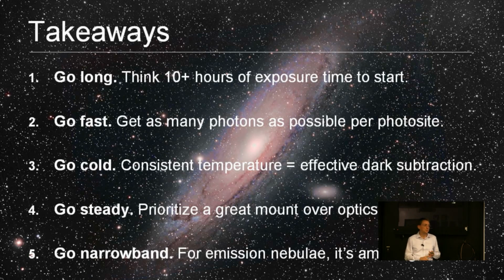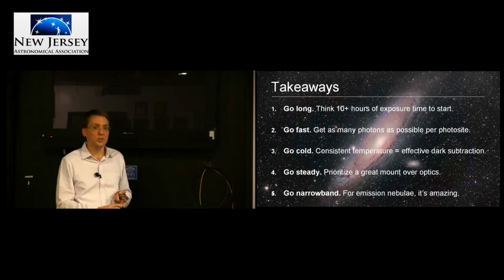Go fast. Your life's a lot easier. If you have a fast scope, you're cramming in a lot of photons per photosite. Everything also gets easier there.